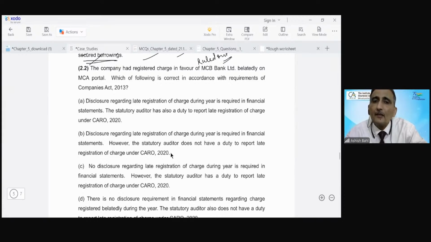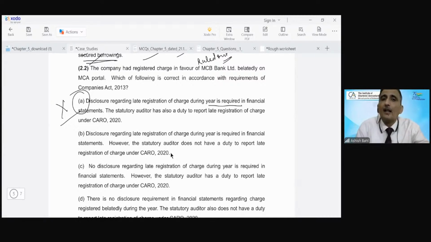Okay, so in this question, the first option, disclosure regarding late registration of charge during financial year is required, is wrong. It would only be required when the charges are not yet registered, when the auditor is auditing and it is still not registered during the financial year. The second option, disclosure regarding late registration of charge during financial year is required, is again wrong. CARO 2020, I have told you, the auditor has no duty.